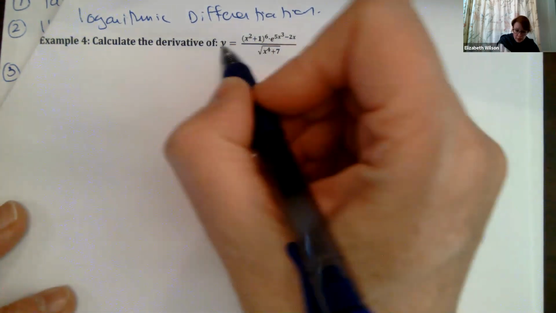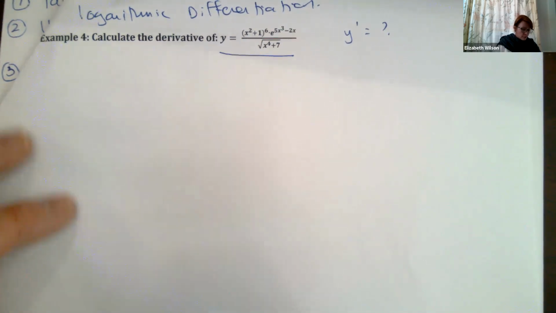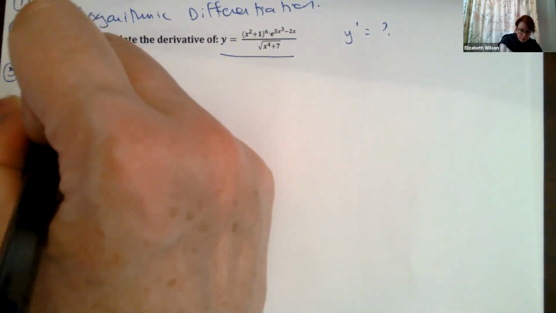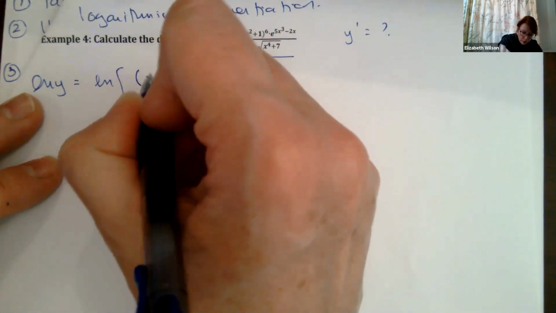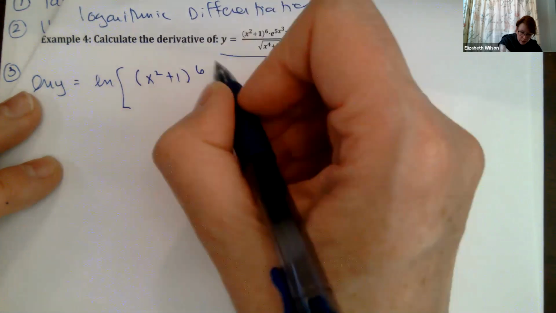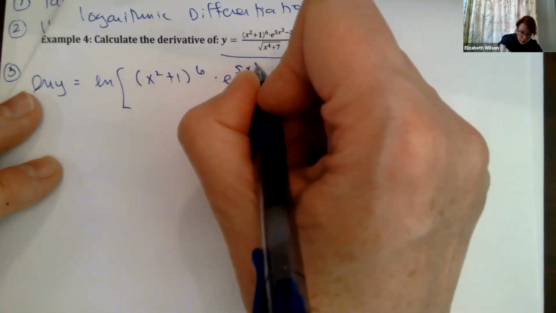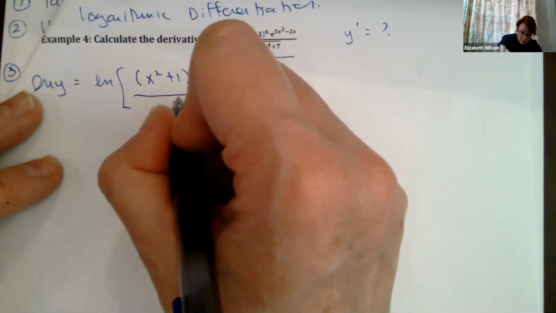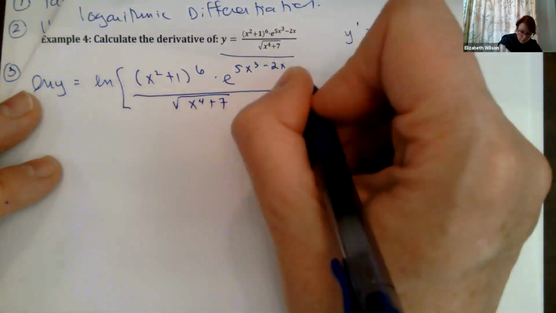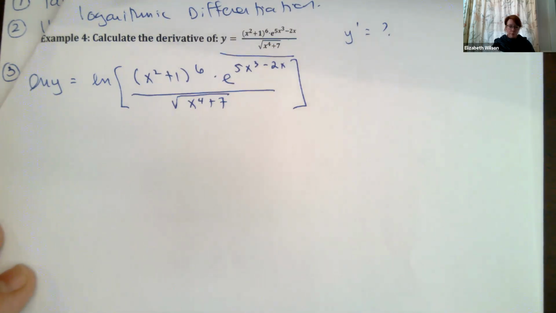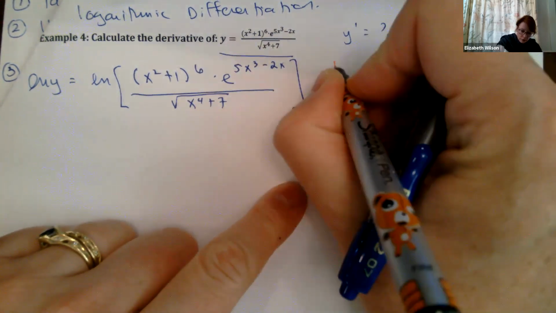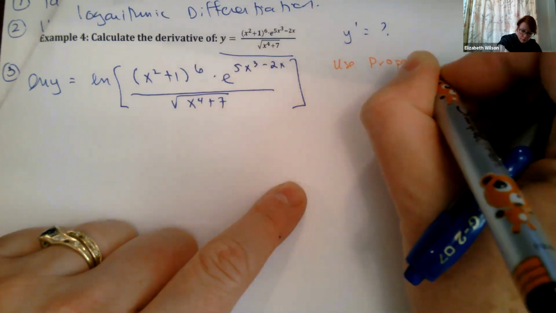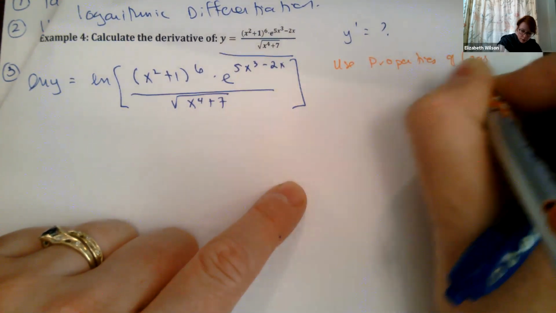The first thing I need to do is take the log of both sides. So I'm going to go the natural log of y equals the natural log of, and I'm just going to repeat this for myself here, (x squared plus 1) raised to the 6th power times e to the 5x cubed minus 2x all over radical x to the 4th plus 7. My first step, taking the log of both sides, which means now I can start using properties of logs. So I'm going to write a little note to myself: use properties of logs to break apart.